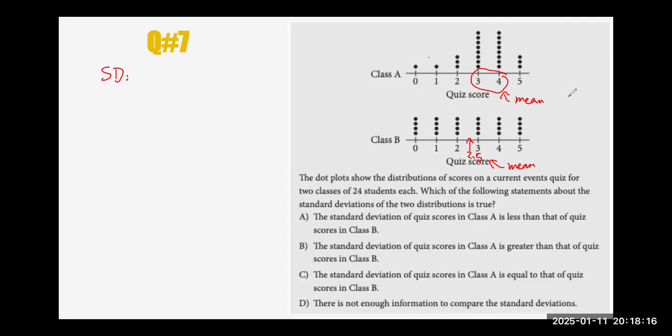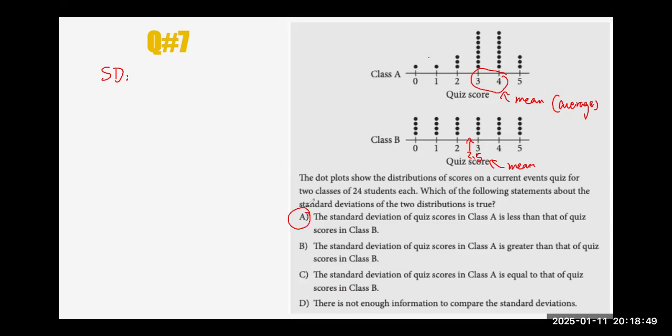You see the mean, or you say average, in class A is around 3 or 4, and for class B it is around 2.5. But in A, you have more students clustered in the center. For class B, it's more spread out, which means if you take every single number, like 1 minus 2.5, and then 5 minus 2.5, then add the squares of these numbers, it will be much bigger than this one. So A is the right answer, not B.